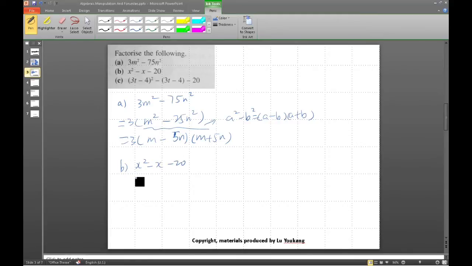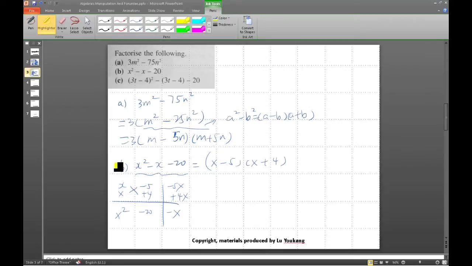Part B. This is a quadratic expression: x squared minus x minus 20. For a quadratic, you can use the table method. If you observe quickly, the answer is (x minus 5)(x plus 4), as I have explained just now. I would like to explain further. For quadratics, the first method you should think of is the table method, then next is completing the square, and then next is the formula if you are asked to solve.